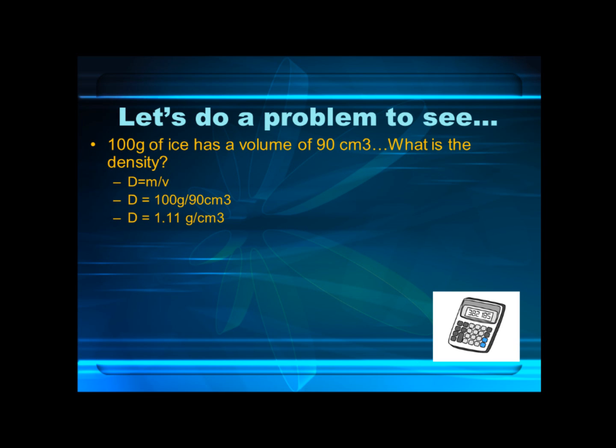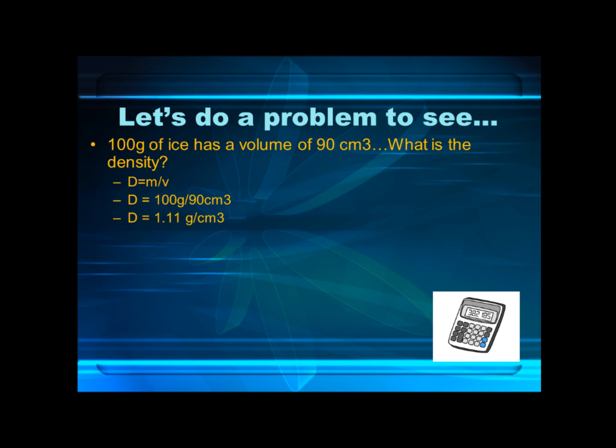All right? So if we have 100 grams of ice and it has a volume of 90 centimeters cubed, what will the density be? All right, so we have our density formula. Density equals mass divided by volume. So we divide 100 grams by 90 centimeters cubed. We use centimeters cubed because ice is a solid. And that should give us 1.11 grams per centimeter cubed.